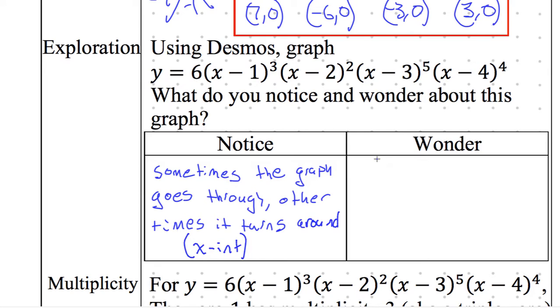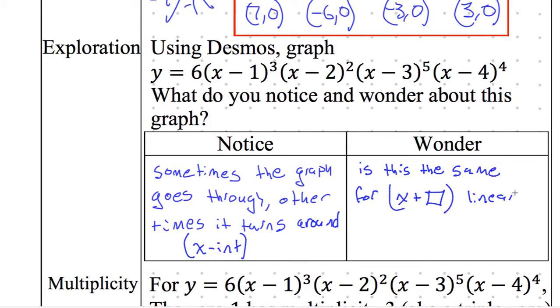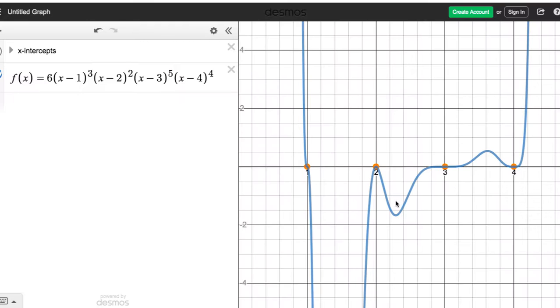So one thing I wonder is, is this the same for x plus something linear factors? Maybe it's different or something. And oh, look at this. I just saw something else that's cool.